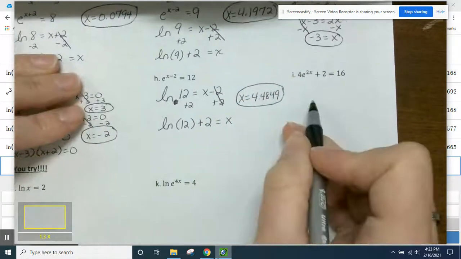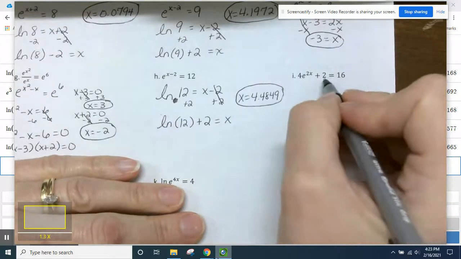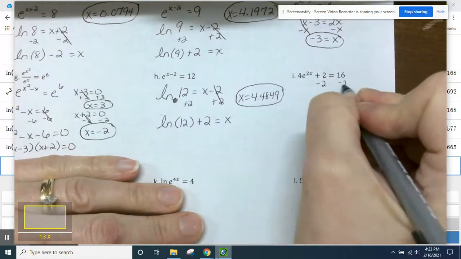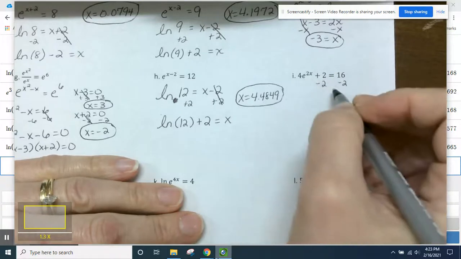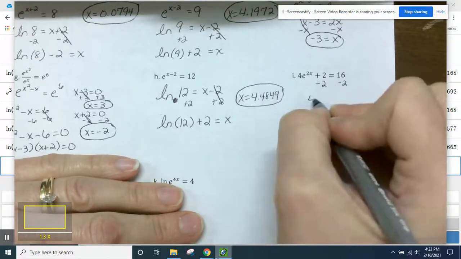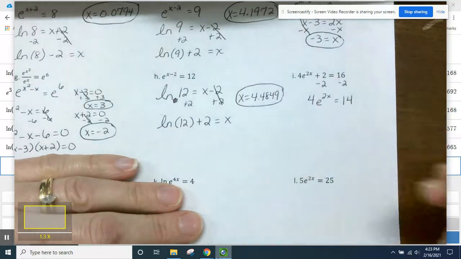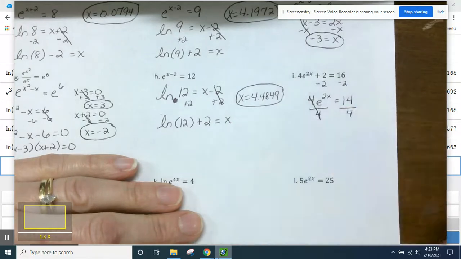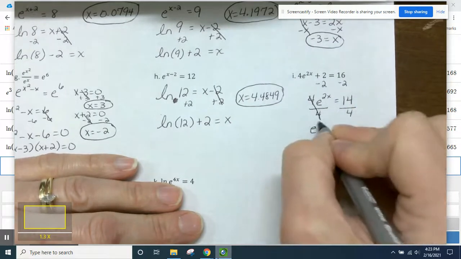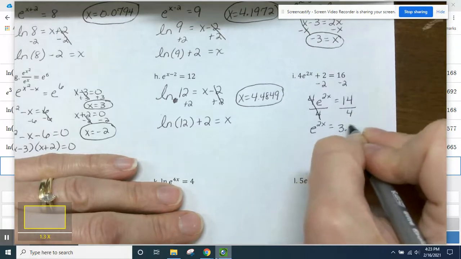All right, on this last one, we're going to subtract 2 to start with because we've got to isolate that e to the 2x. All right, so this would be 4e to the 2x equals 14. We're going to divide both sides by 4 because we got to get rid of that 4 that's with the e to the 2x. So e to the 2x equals 14 divided by 4. If you do that, you get 3.5.